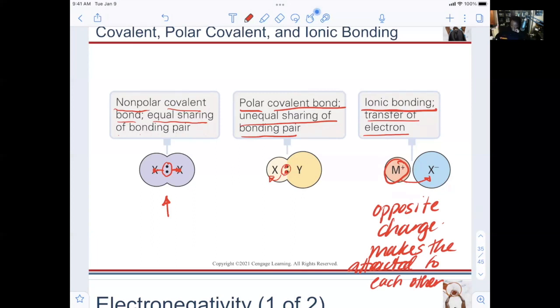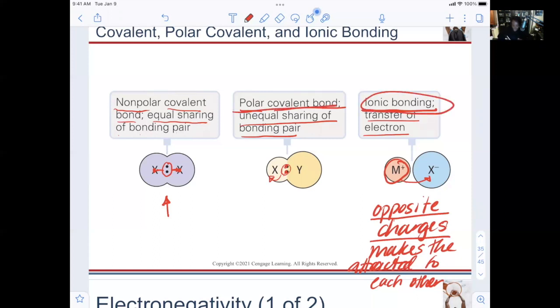Okay. So X took an electron from M. The nonmetal took the electron from the metal, right? That's what happens in the ionic bond. But what makes them come together, even after that transaction, is the fact that they have opposite charges. And then they're drawn together. And that's what causes the bonding.